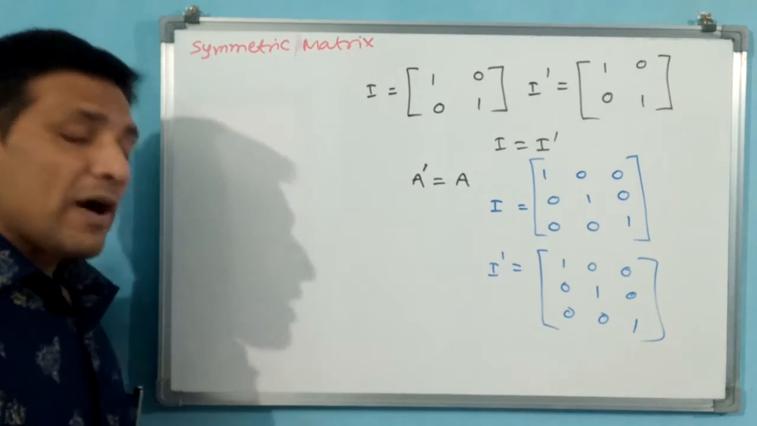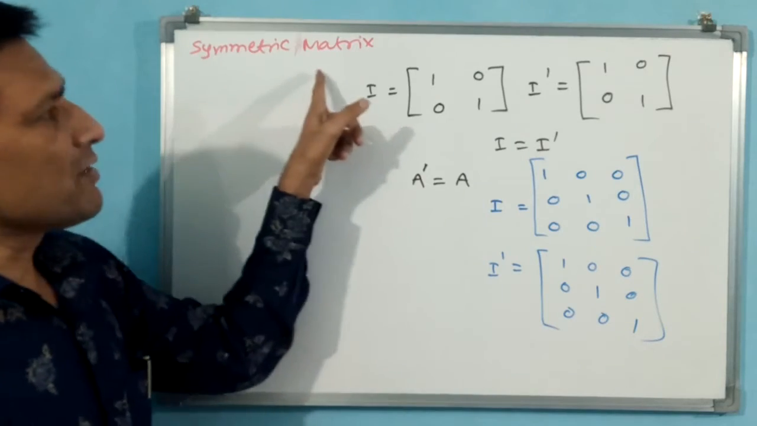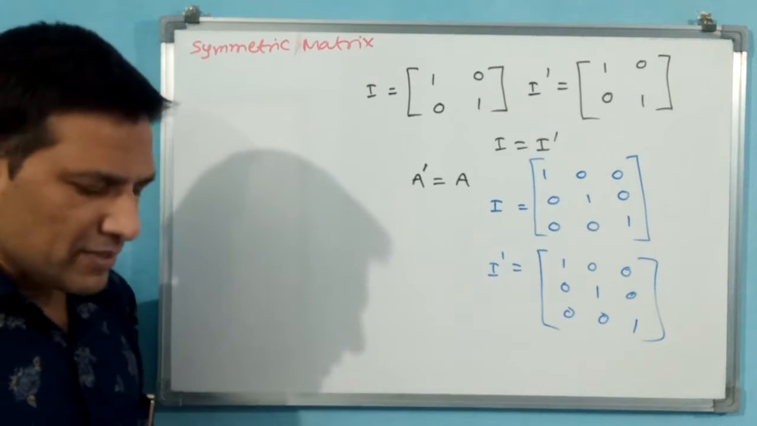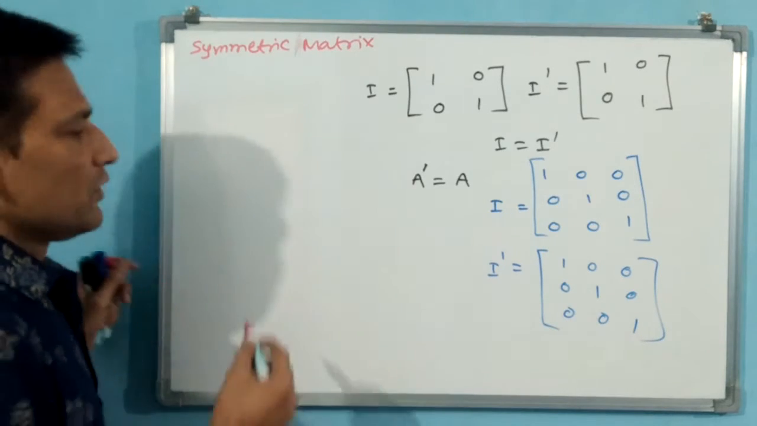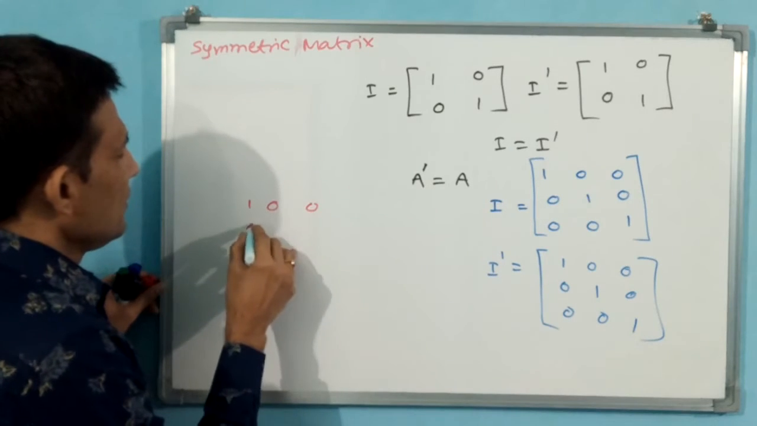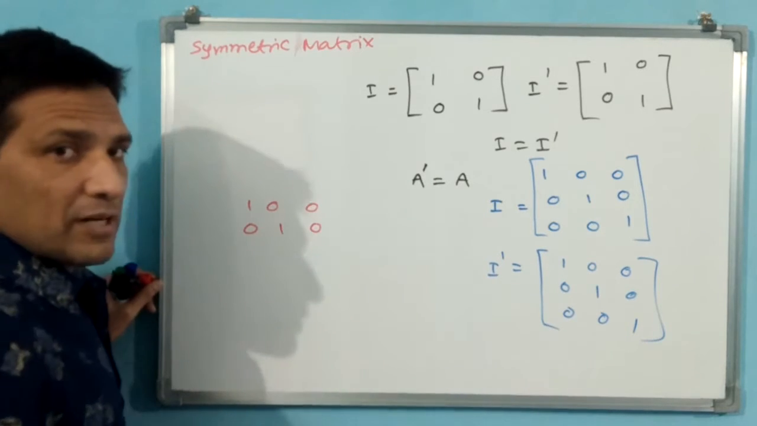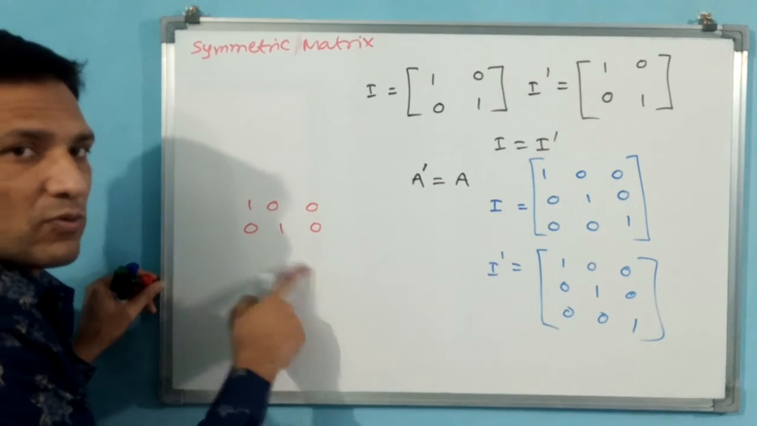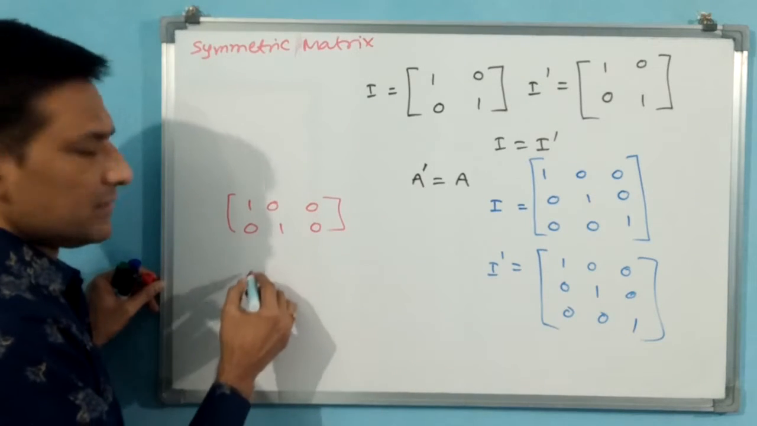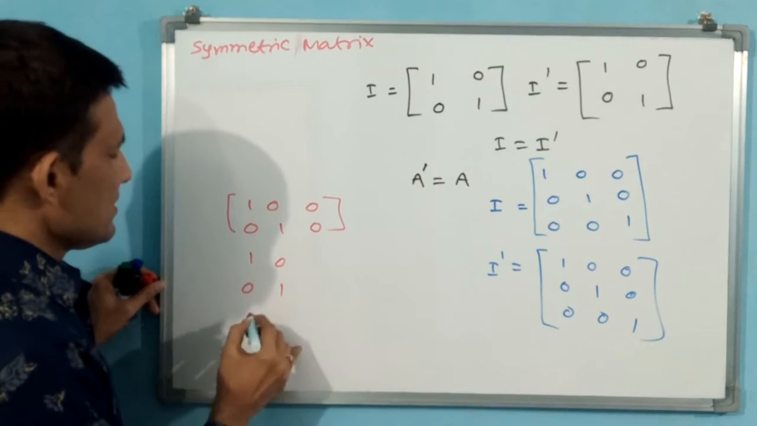Okay. But what is the logic here? The first logic you should not miss: all symmetric matrices are square matrices. This is not possible in 2 by 3. You see 1 0 0, 0 1 0. This is not possible. You see here this is a 2 by 3 matrix. If you transpose this matrix, then what will come? 1 0, 0 1, 0 0.